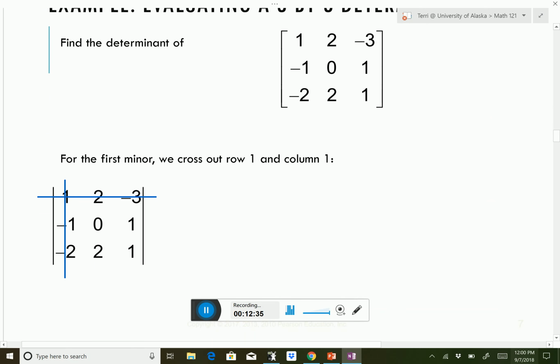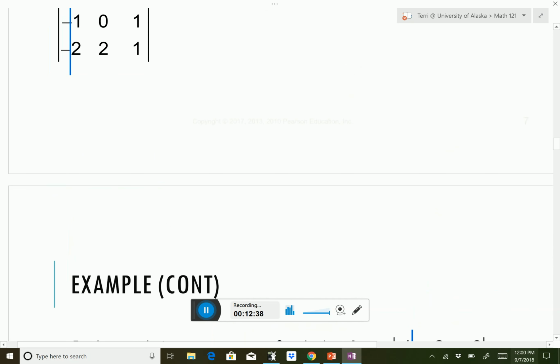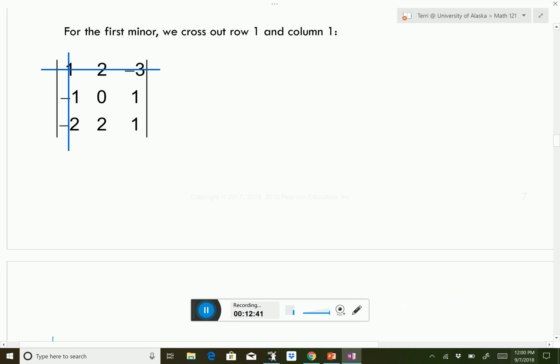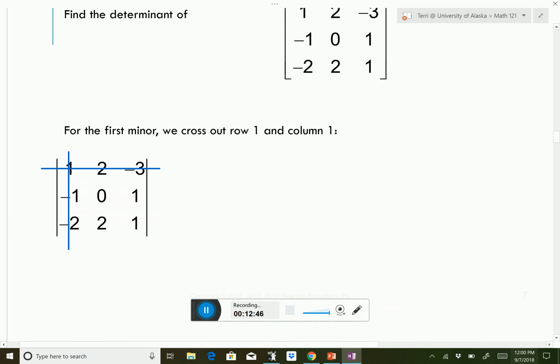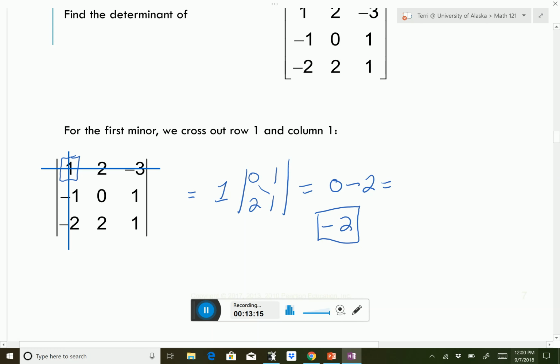Now there's a nice little 0 in here, and that would definitely be one way to do it. That's not the way that I did it here, just because I wanted to keep this consistent with the example that we just did. So we start, and we're going to use 1. So we find 1 times the determinant 0, 1, 2, 1. And that's going to be 0 times 1 is 0, minus 2 times 1 is 2. So that's going to be negative 2. So that's the first number.